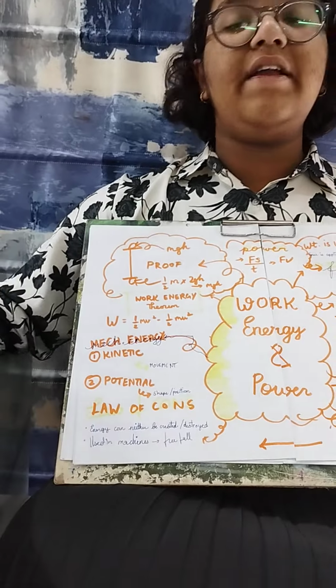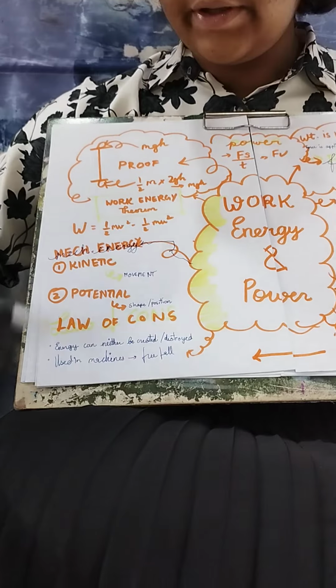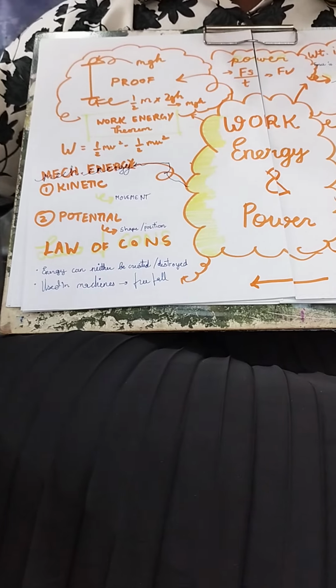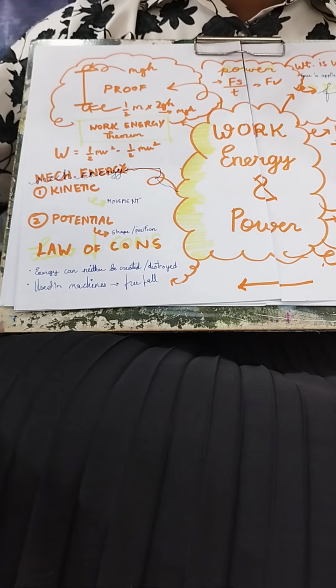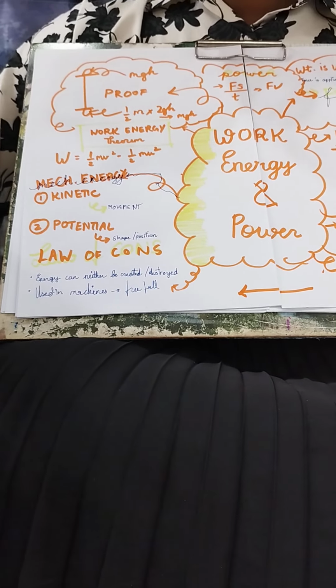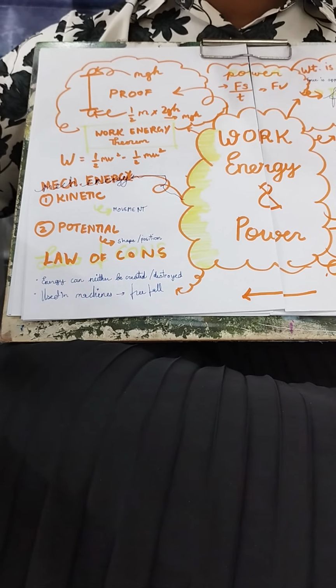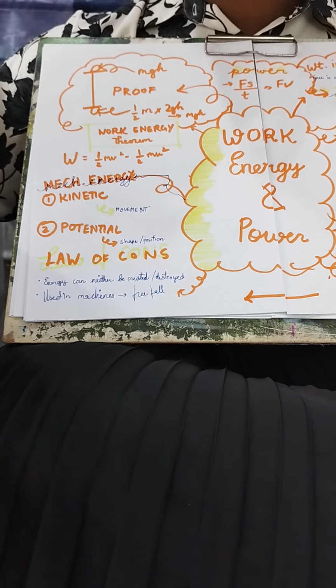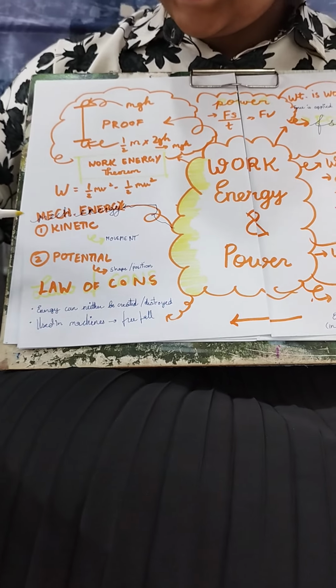Now, energy comes in various types. I think you all know them: chemical, sound, light, and so on. There's also the law of conservation of energy, which is basically that energy can neither be created nor destroyed. It can only be changed from one form to another. This is used in all your machines, like an electric fan, your solar panels, or even a simple battery.